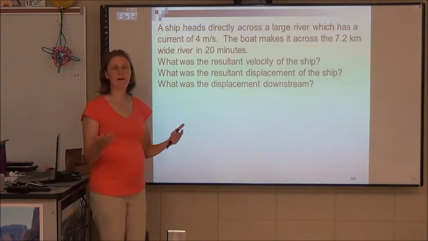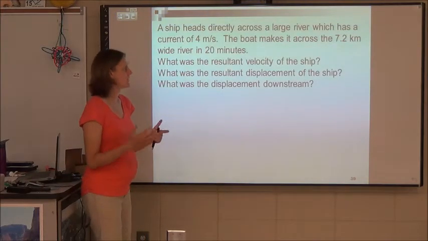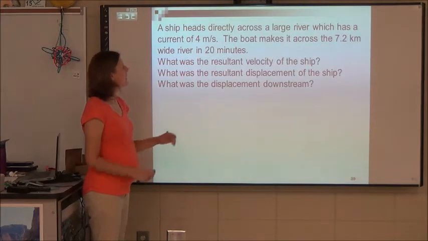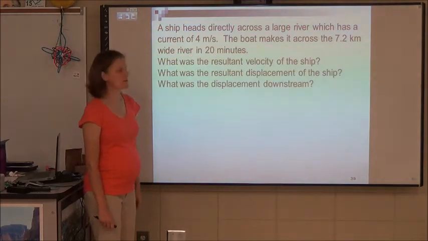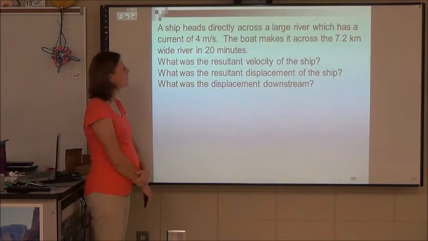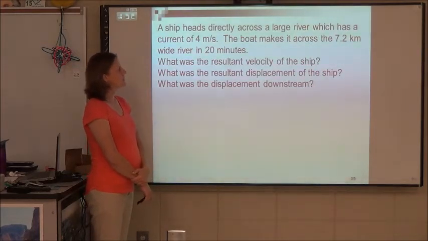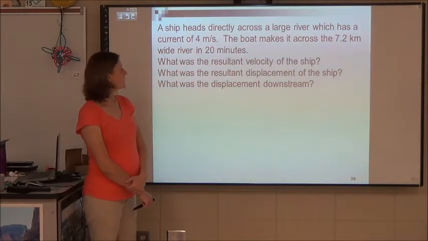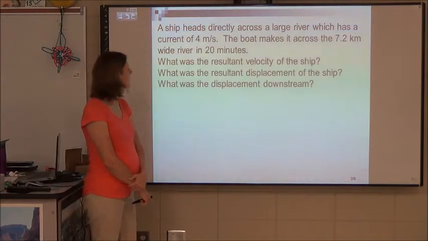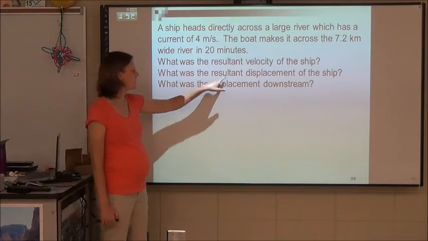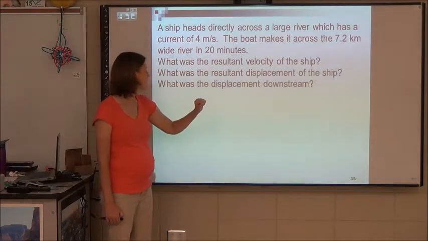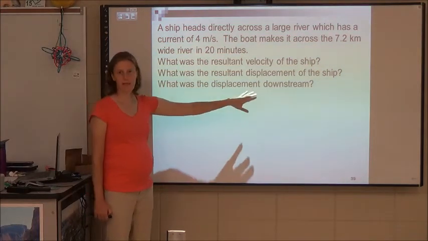So here's a common river velocity current problem, I guess. The ship heads directly across a large river, which has a current of 4 meters per second. The boat makes it across the 7.2 kilometer wide river in 20 minutes. What was the resultant velocity of the ship? What's the resultant displacement of the ship? And what was the displacement downstream?